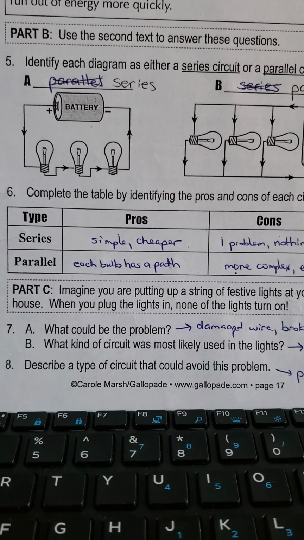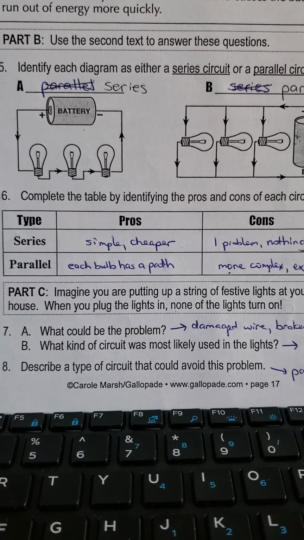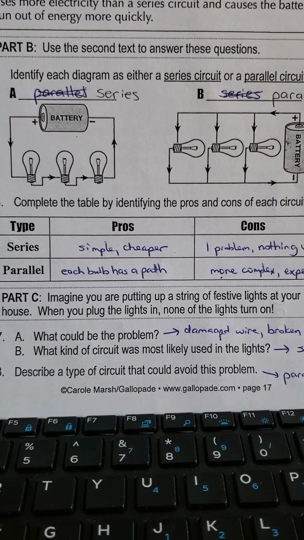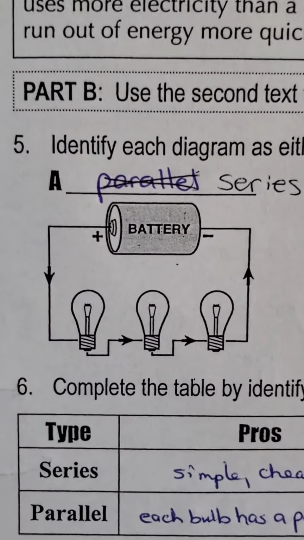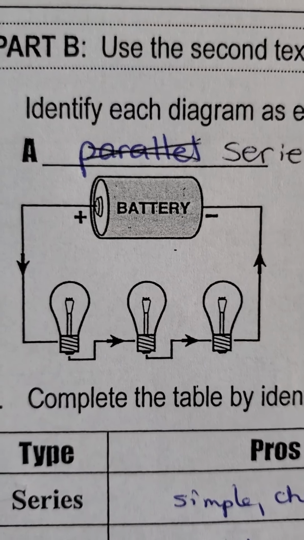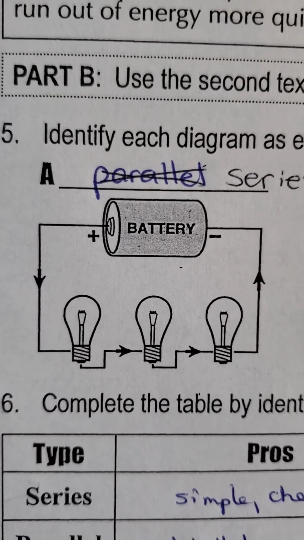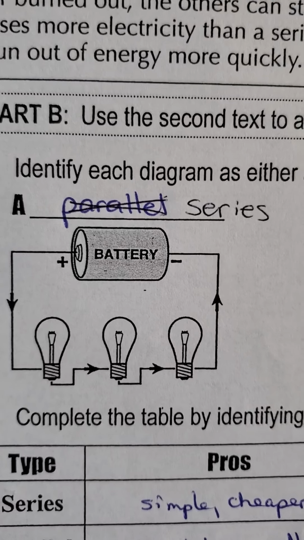7B. What kind of a circuit was most likely used in the lights? Well, remember, you plugged it in, and how many lit up? None. None of them lit up. That's because they're all lined up in a row. And if there's one problem, nothing works. So more than likely, what type of a circuit is this? Yeah, that's a series circuit.